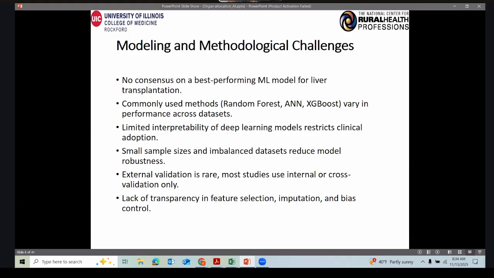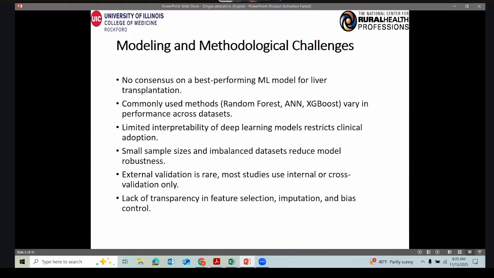Second, one major issue is interpretability. Many deep learning models can produce highly accurate predictions, but they act like a black box. We can't easily explain how or why they made a particular decision. In medicine, that is a serious problem because clinicians need to trust and understand the reason behind a model before they can use it for patient care. So even if a deep model performs well statistically, limited interpretability often prevents its clinical adoption. Then another challenge is small sample size and imbalanced data sets.